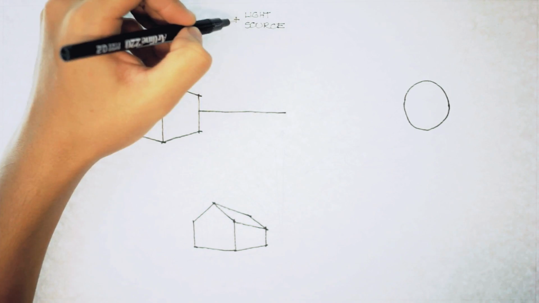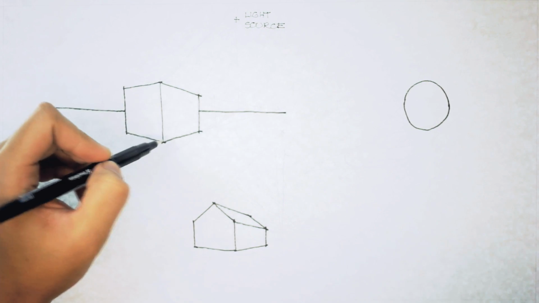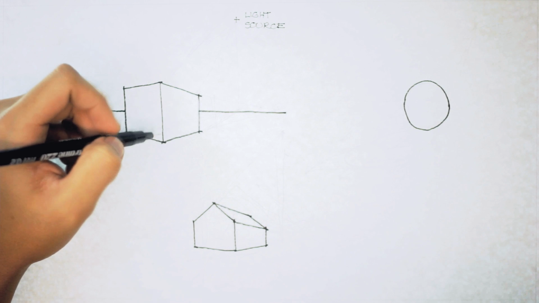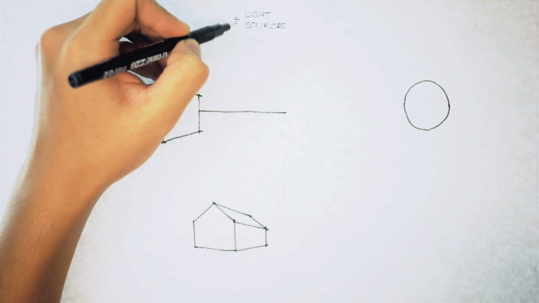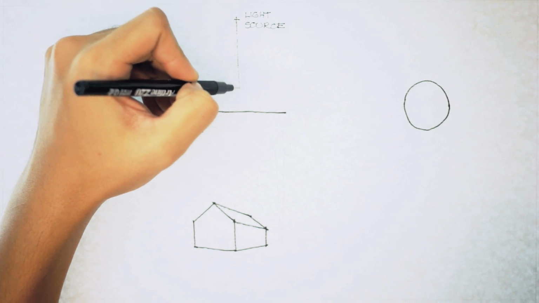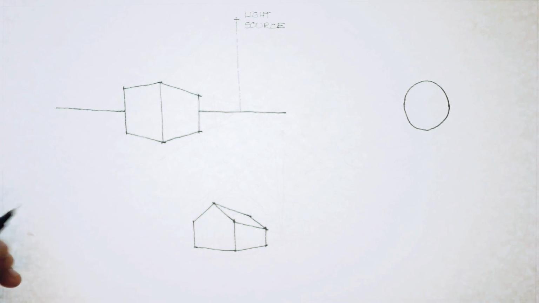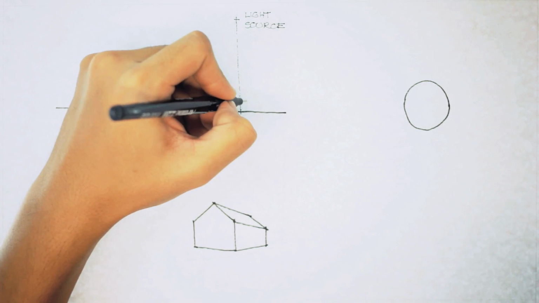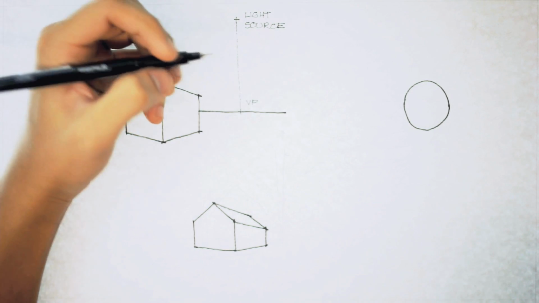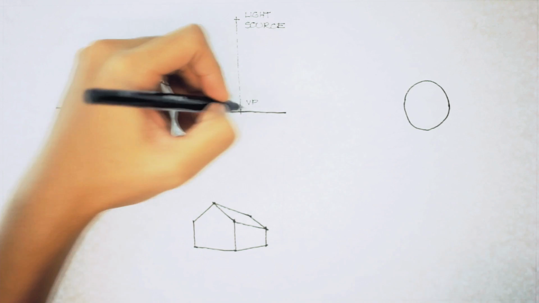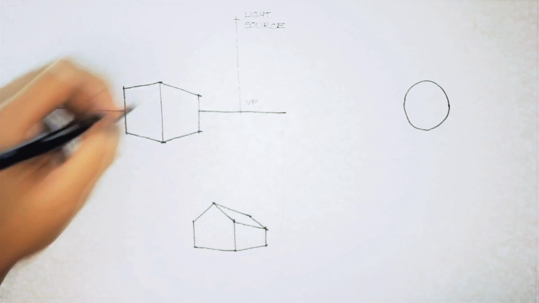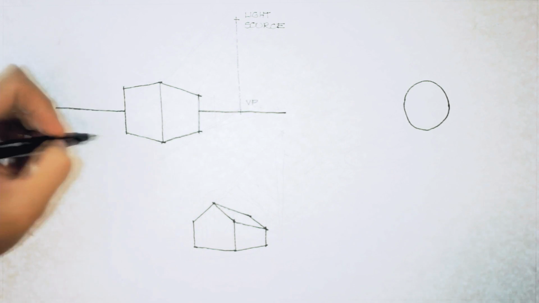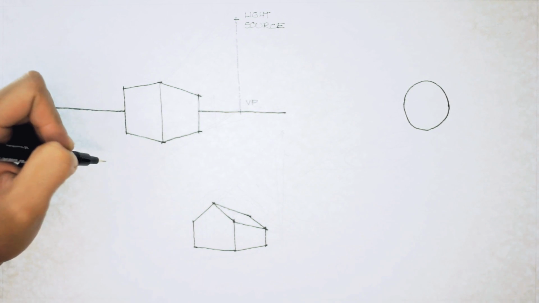After indicating your light source, we need to indicate the vanishing point for your light source. For that, we're going to project a line going down to the horizontal line, and we call it the vanishing point. This vanishing point is for your light source. We need to connect these two projections together to get the line for your shadows.